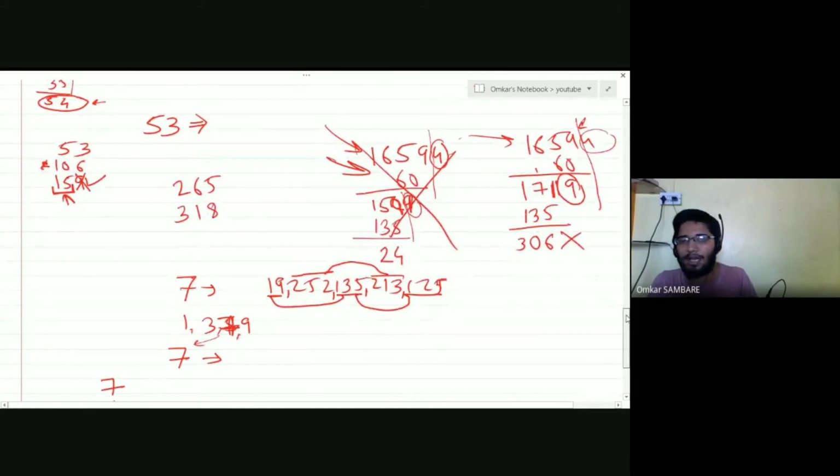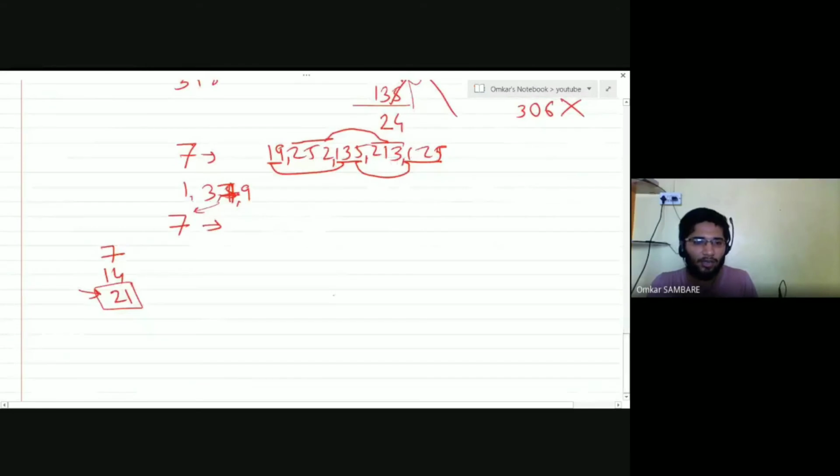So this thing we have to take care. I made one mistake here: when the number is ending with 9, I subtracted, but we have to add when the number is ending with 9. Okay, so here it is ending with 1. So what we will do, we will take any number.